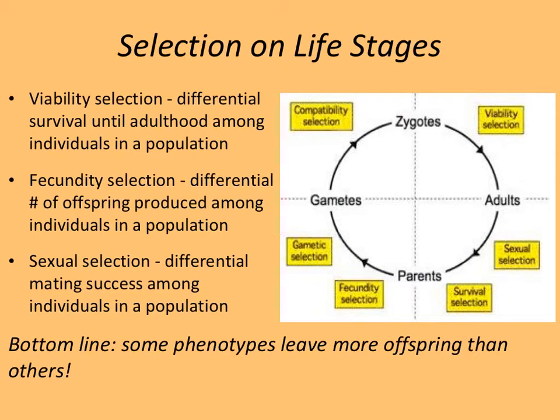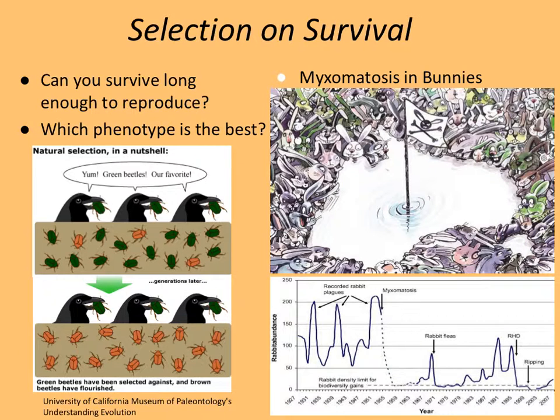And then there's gametic selection. So it turns out gametes can actually compete for fertilizing each other. And then sometimes genomes are not compatible, obviously if they're different species, but also even if they are the same species. And so we'll talk a little bit about that as well. The bottom line is some phenotypes leave more offspring than others. So this is selection on survival.